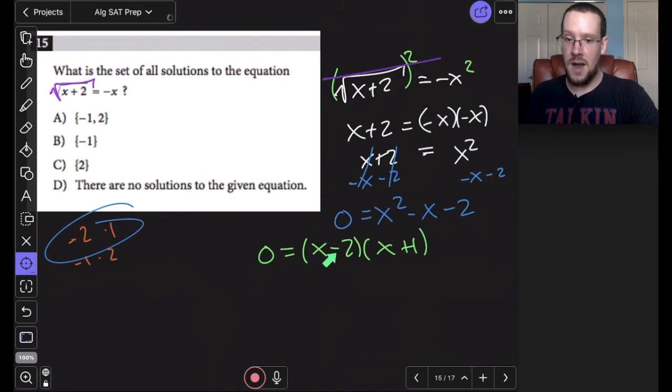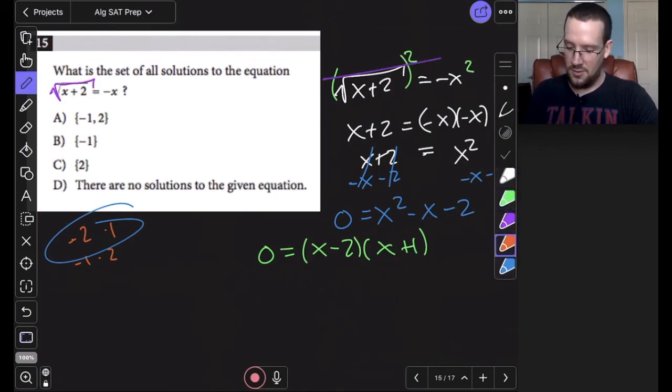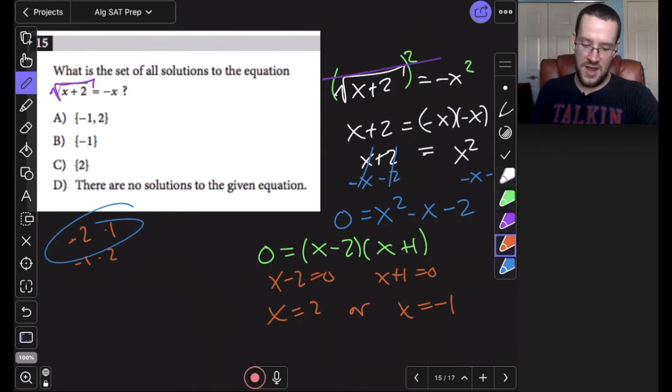Some number minus 2 is equal to 0. The number is 2. Some number plus 1 is equal to 0. That number is negative 1. And what that looks like in equation form is just this. And we find that x is either 2 or negative 1. Now we need to check.